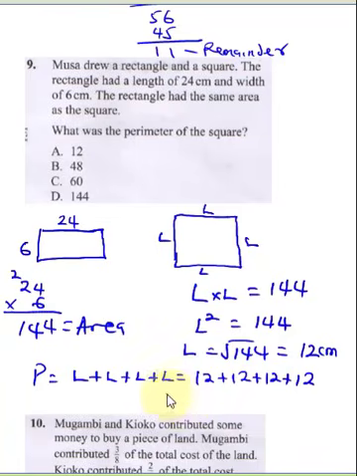Why are we doing that? Perimeter is the same thing as the sum up of all the sides of the shape. So when you sum 12 into 4 places, you're going to get what? 48 cm. So the correct answer here is B.